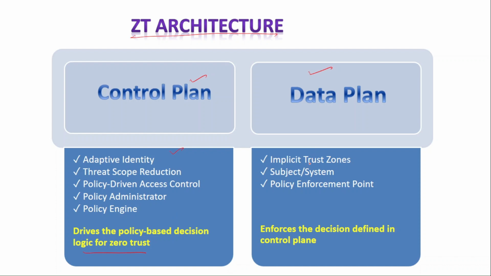Data plane, so it is implicit trust zone. It is not an explicit trust zone, because each request is always verified. It has subjects and system. Subject and system are the resources that are being accessed, and it has the policy enforcement point where the policy is enforced. It enforces the decision defined in the control plane.